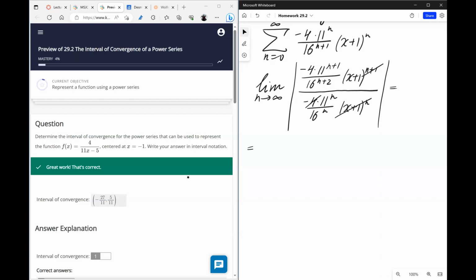Negatives will be gone, 4 will be gone, 11 to the n will cancel, and 16 to the power n plus 1 will cancel. So what we're going to have left here is the limit as n approaches infinity of 11 over 16 times the absolute value of x plus 1. And since there's nothing here that really depends on n, we don't really need a limit. And this is all we have.